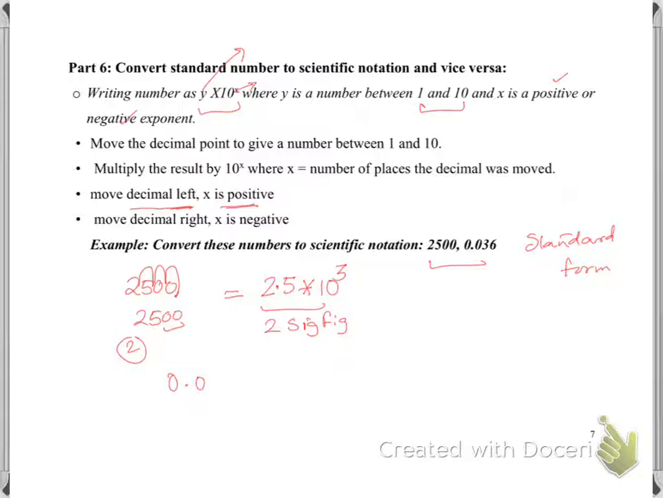Similarly, let's look at this number, 0.036, and you have to change it to the scientific form. We want the decimal to be after the first non-zero number, and my first non-zero number is here. So I have to move the decimal 2 places to the right, and if you are moving the decimal to the right, your x, the exponent part, is negative. So this will be 3.6 times 10 to the negative second, because we moved 2 places to the right. 0.036 has 2 sig figs. Here also we have 2 sig figs.